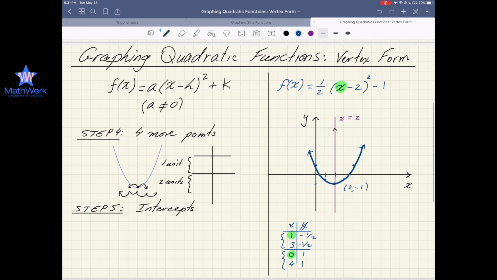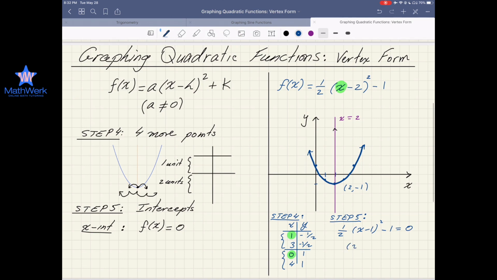Okay. In step 5, we want to find the intercepts. So this was step 4, where we had to pick 4 more points after the vertex. In step 5, we're going to figure out the intercepts. Now remember, to find the x-intercept, you want to find the values of x for which the y value, or f of x, is equal to 0. So for our function, we're going to make the function half times x minus 1 squared minus 1 is equal to 0, and then solve for x.